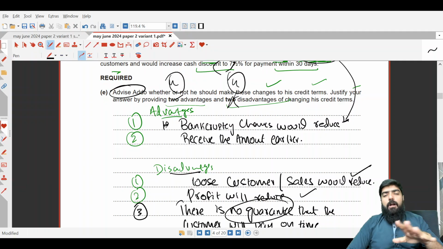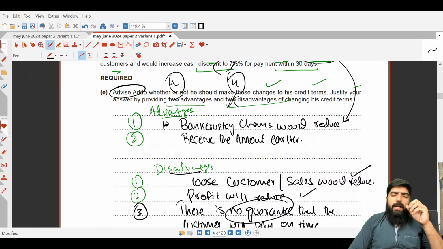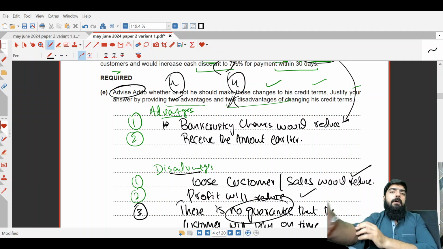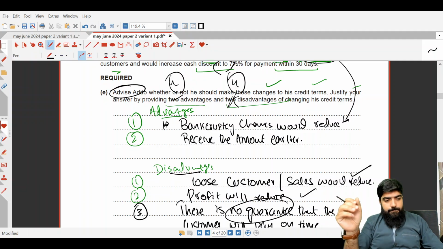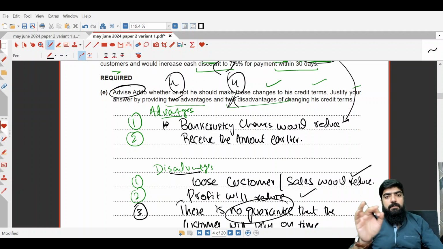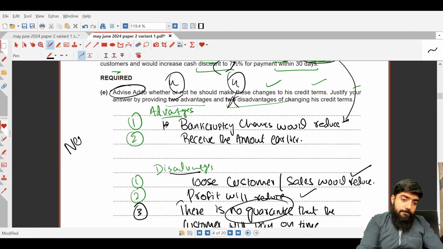But unfortunately, God forbid, if you are not able to identify the advantages and disadvantages, try to write something on your own. But don't leave it blank, because it's a judgmental part. Write anything that you can think is correct. I also heard from my sir that if you cannot think of an answer, write something that you think is correct, and that way at least you'll gain 1 or 2 marks from it.